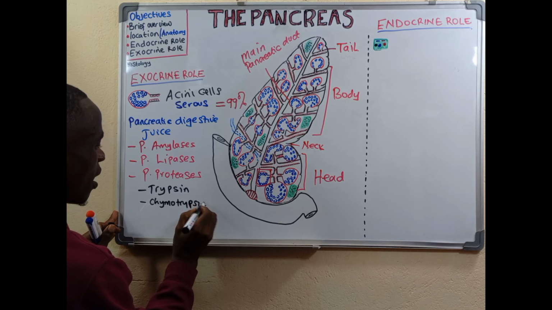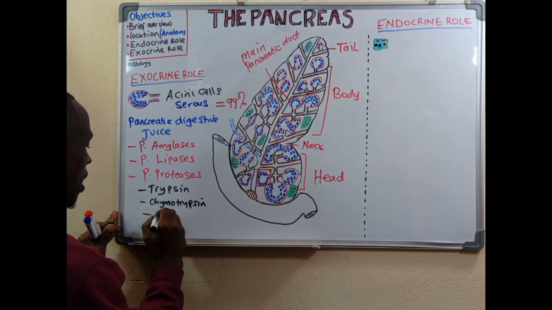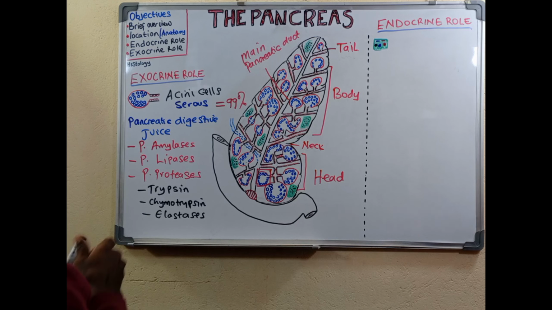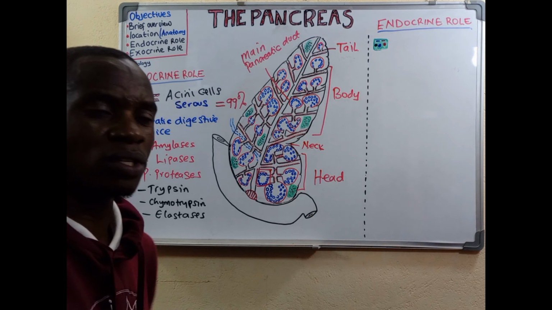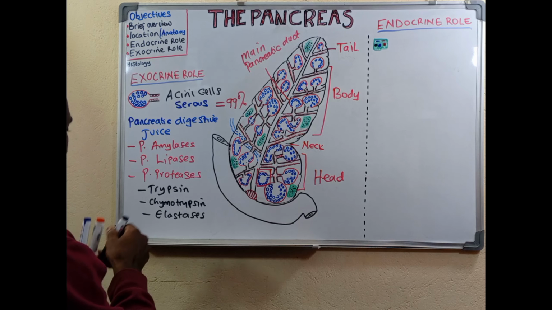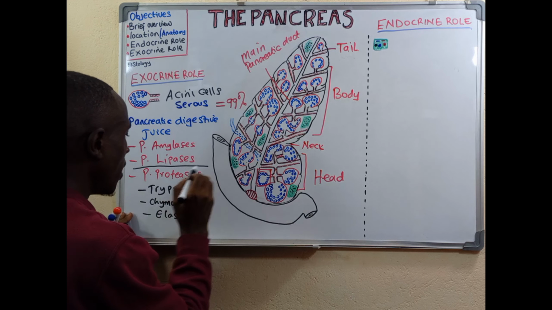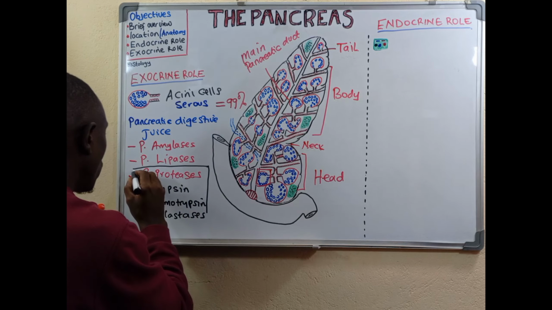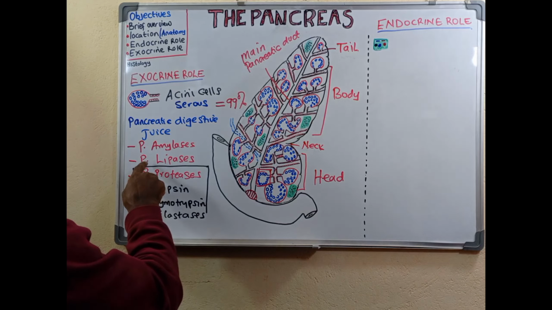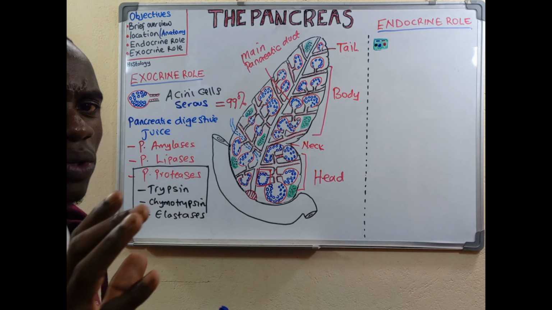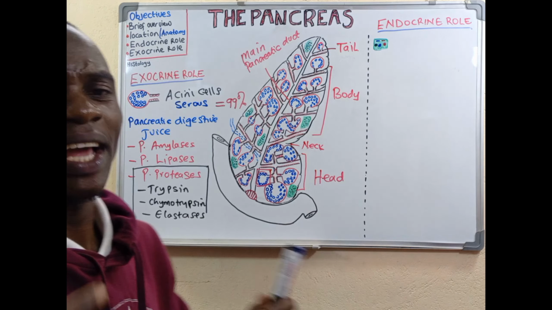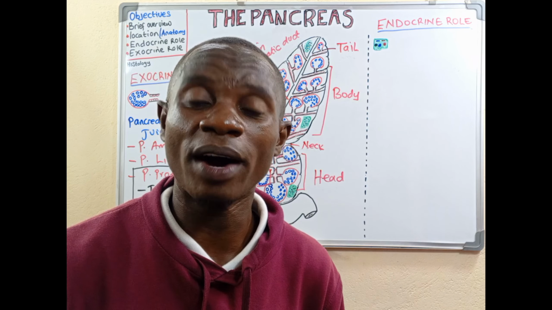chymotrypsin. We also have elastases. These enzymes also include the carboxypeptidases. Now, these enzymes, which are part of the pancreatic proteases, are going to be responsible for chemical digestion of proteins. And when we talk about the pancreatic lipases, they are going to be dealing with the fats. And pancreatic amylases are going to be dealing with chemical digestion of carbohydrates.